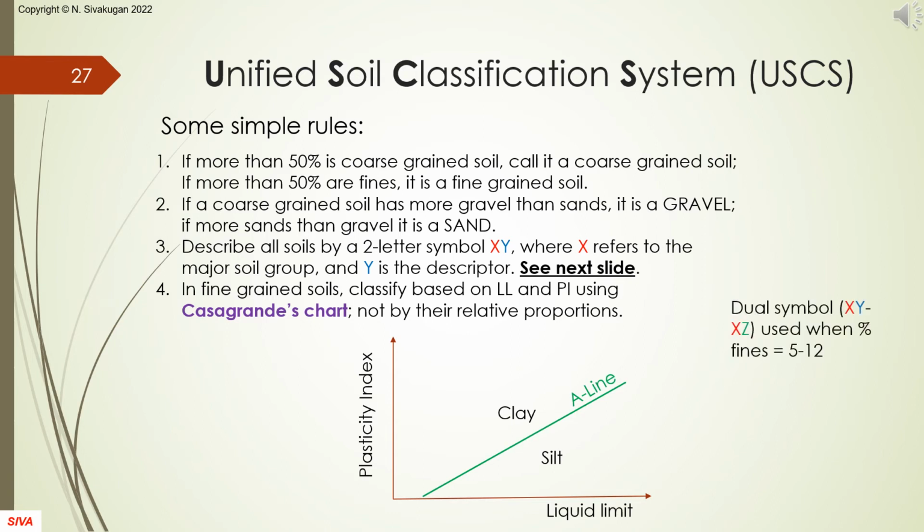Here are some simple rules we follow with USCS. 1. If more than half is coarse-grained, it is a coarse-grained soil. If more than half is fine-grained, it is a fine-grained soil. 2. In a coarse-grained soil, if there are more sands than gravels, it is a sand, and vice versa. 3. Describe soils by a two-letter symbol XY, X for the major soil group and Y for the descriptor. 4. In a fine-grained soil, call it a clay if it plots above the A line and silt if it plots below the A line.